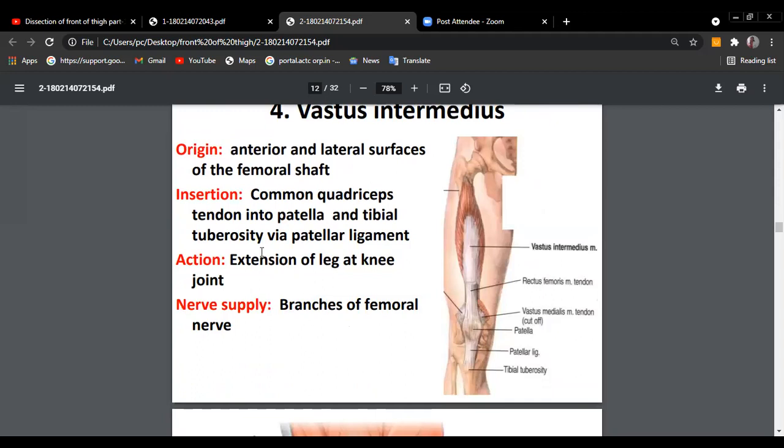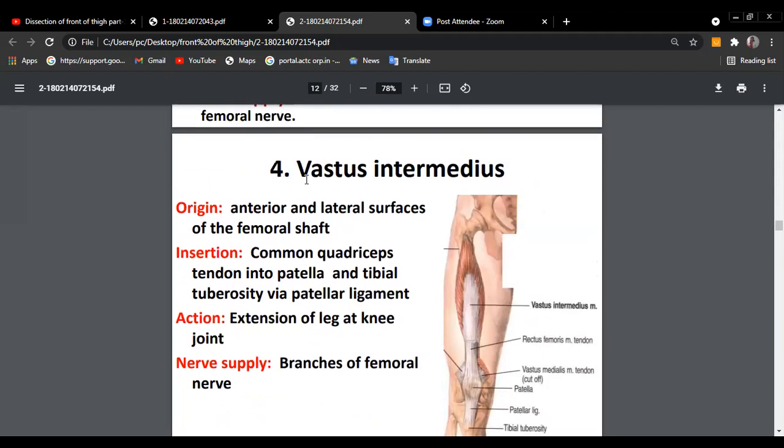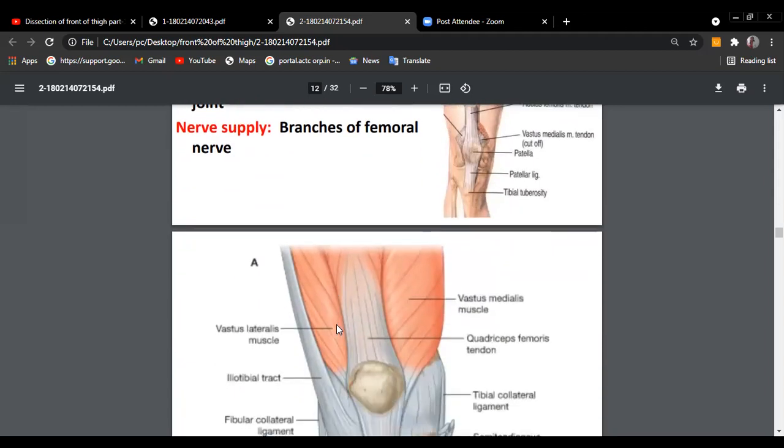Coming to vastus intermedius, most of you will pronounce it as vastus intermedialis. I'm correcting now itself. Please do not pronounce it as intermedialis. It is vastus intermedius. Origin: anterior and lateral surfaces of the femoral shaft. Insertion is the common quadriceps tendon into the patella and tibial tuberosity via the patellar ligament. Action: extension of the leg at the knee joint. Nerve supply: branches of the femoral nerve.